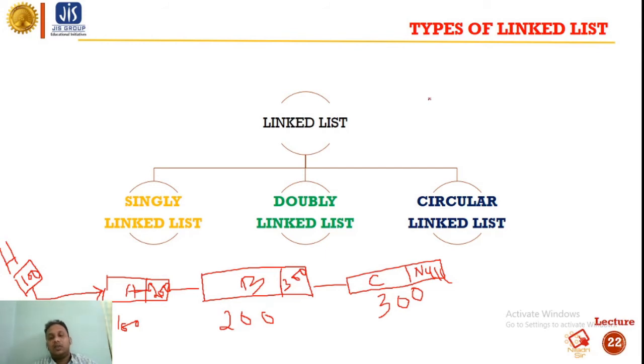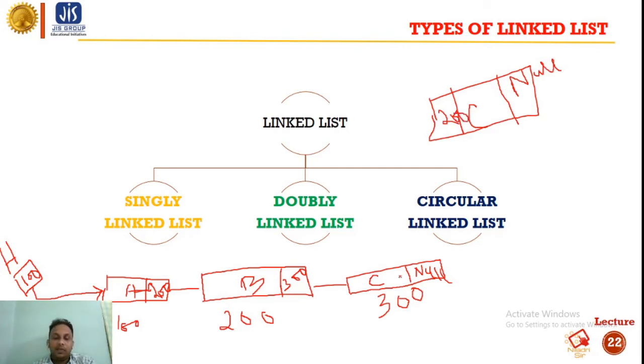So the double linked list came into the picture. It has two addresses. For C, it will store N here, where N means null, and in the previous section, it will store the address of the previous node. So you can easily visit from C to B, or from B to A. Using a double linked list, that problem has been resolved.